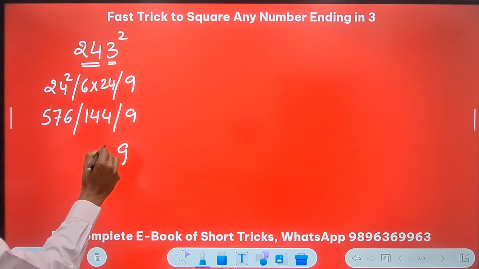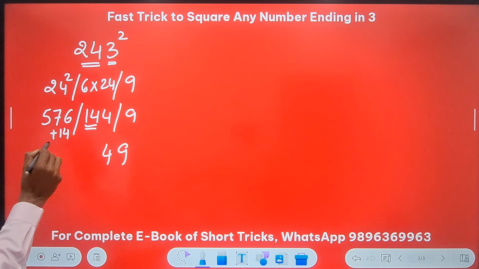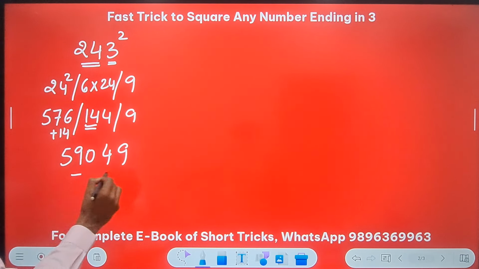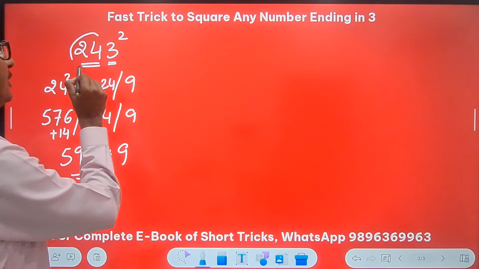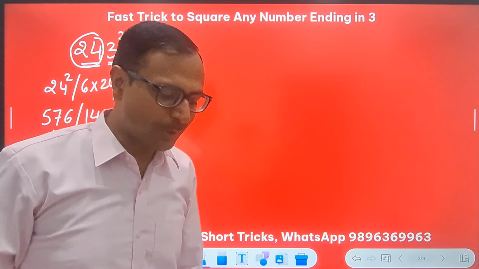So the 9, the 4 and this 14 gets added here, which gives you 590. So 59049 is the square of 243. Now what happens when this number here becomes large? We have an alternative for that also.